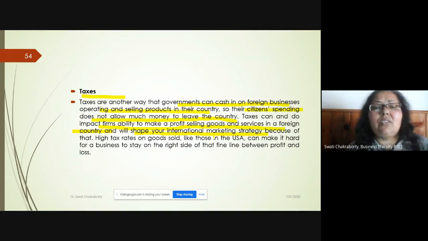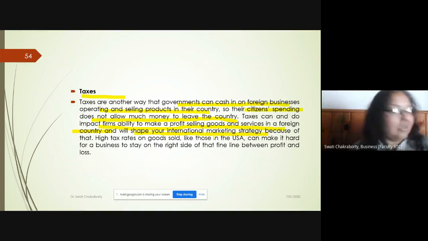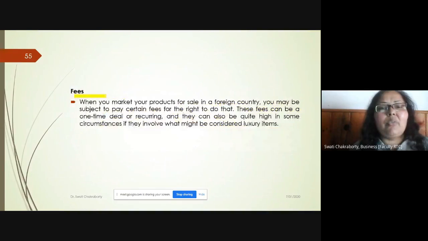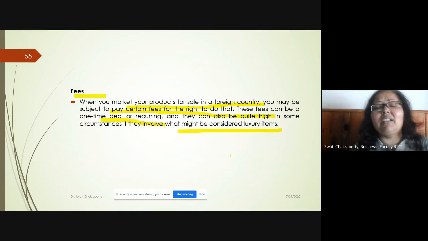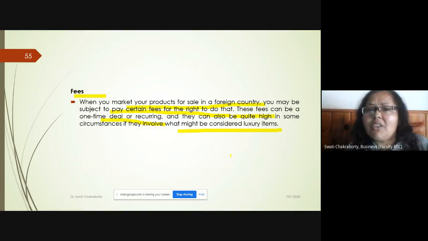High tax rates on goods sold can make it hard for a business to stay in that country. Say it happens in the US, right? It becomes difficult when you have to pay a huge tax to sell products in the US. Fees, right? When you market or sell your products in a foreign country, you may have to pay certain fees for the right to do so. It could be one time or recurring. It could also sometimes be quite high, especially when you're considering luxury items. When you do business, you have to pay a fee to officially get permission to do so.